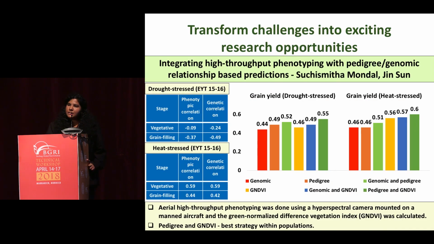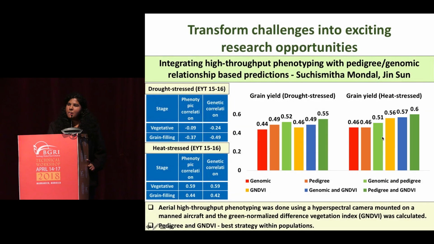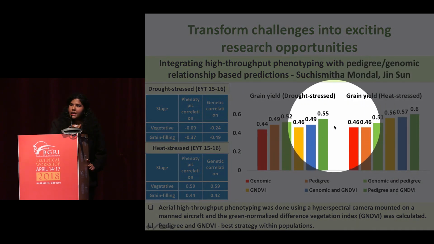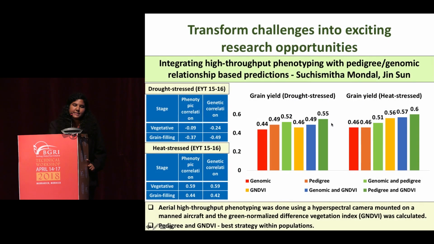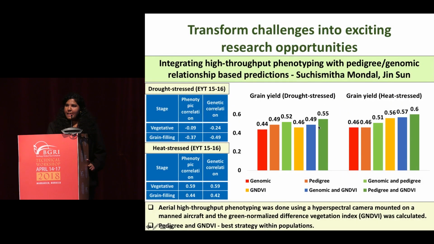We've also combined pedigree and genomic relationship-based predictions with high throughput phenotyping data. I'm just showing you two different environments here, the drought-stressed environment and the heat-stressed environment. We've identified that a combination of the pedigree relationships, the green bars, the last ones, and G and DVI, just using HTP and pedigree, gives us quite similar accuracies to using genomic and HTP data as well.